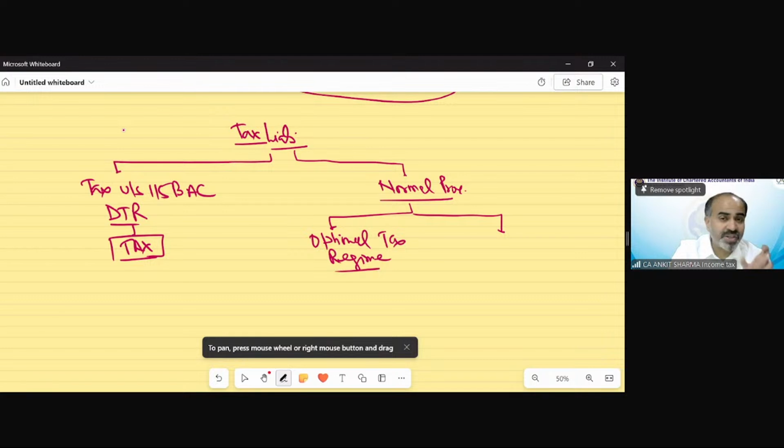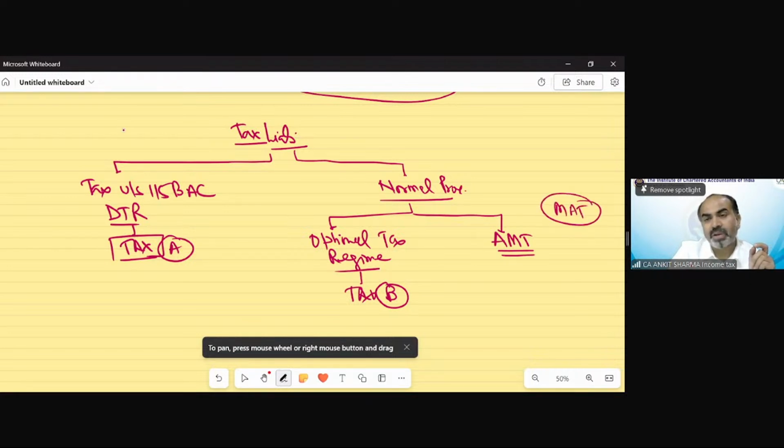So again, in this optional tax regime part, we have to calculate GTI as per the optional tax regime provisions, then apply the respective deductions, and there would be a tax. We can name it tax A, we can name it tax B. But now there's a new concept also, that is called AMT, alternate minimum tax, on other than corporate entities. This AMT concept is applicable on other than corporate entities, because for corporate entities there is MAT, and MAT is going to be discussed at the final level. So other than companies, there are AMT provisions.